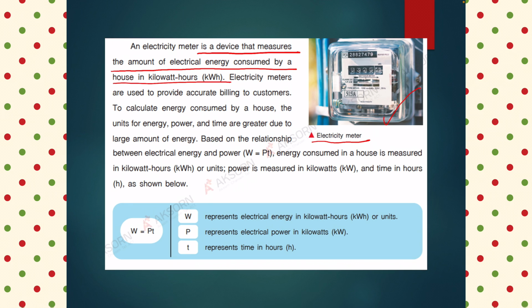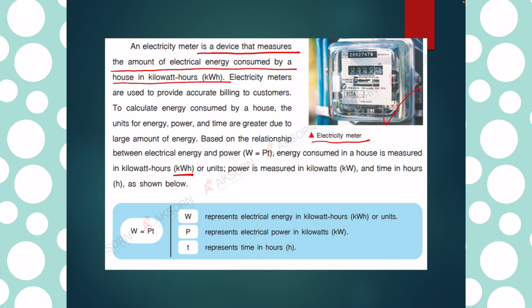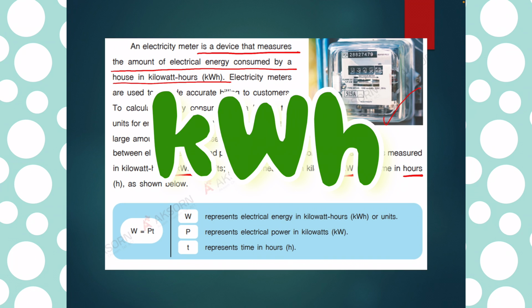So based on the relationship between electrical energy and power, work is equal to power times time. The energy consumed in a house is measured in kilowatt hours as the unit. So power is measured in kilowatts and time in hours. So the unit for electrical energy for the electricity meter is measured in kilowatt hours.